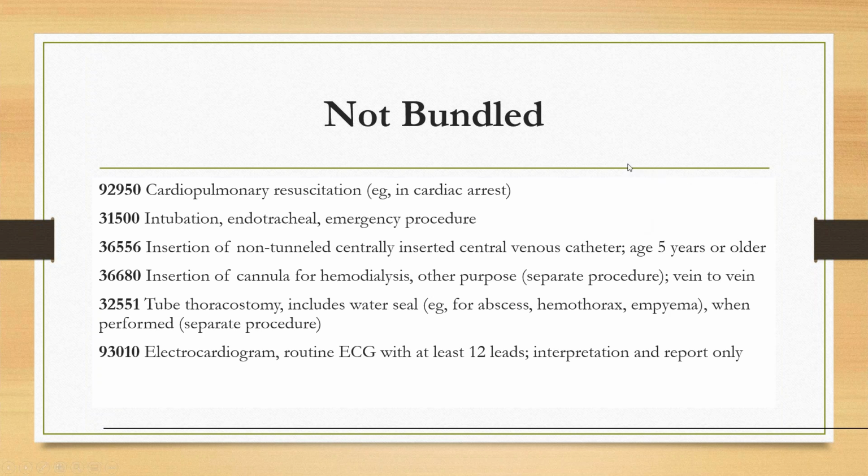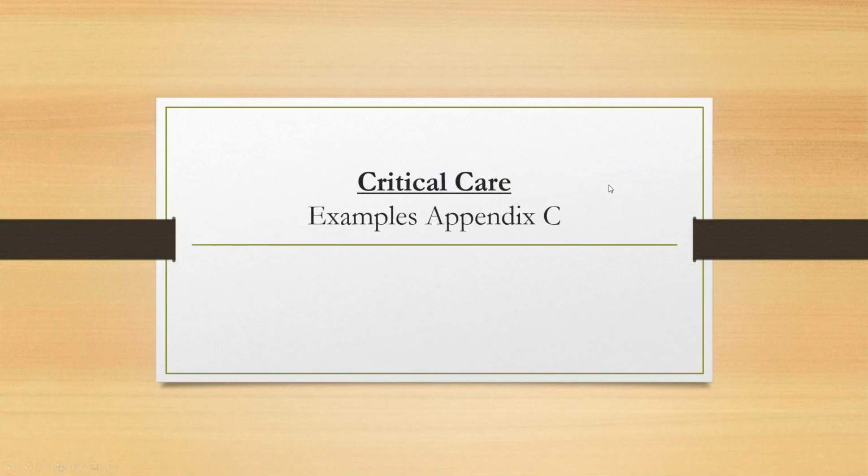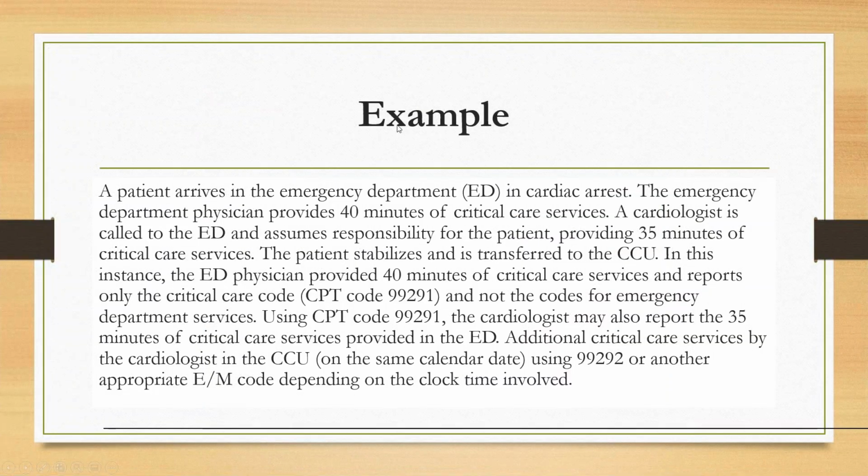Now, CMS gave us some examples of the type of patients, the clinical criteria that a patient would have. And then I wanted to go into Appendix C to give you the type of examples that CPT gives you. So here's a patient in cardiac arrest, 40 minutes of critical care services, transferred to the cardiac critical care unit. In this instance, the physician, the ED guy, did 40 minutes of critical care and reports 99291.